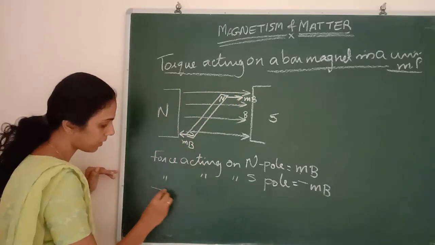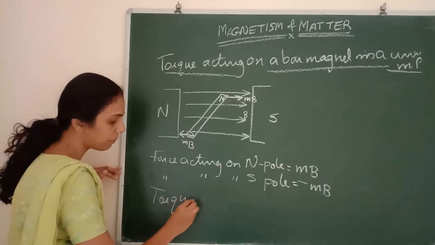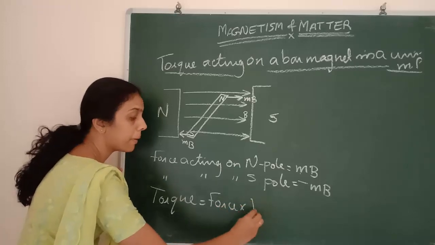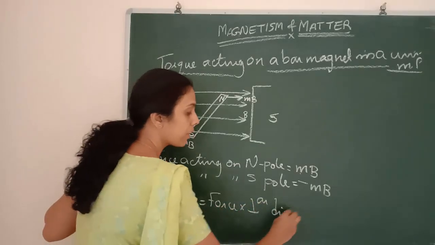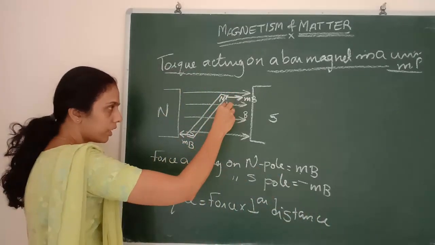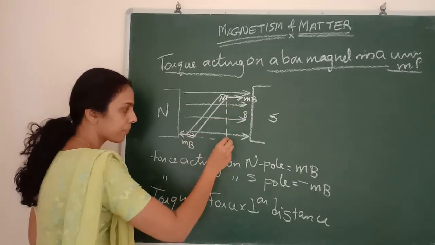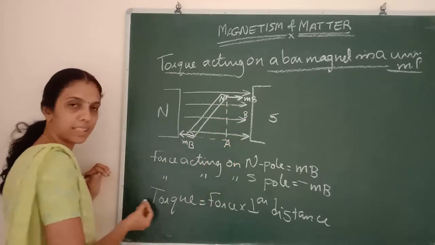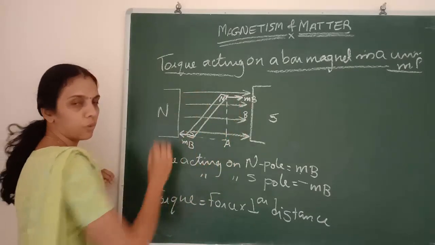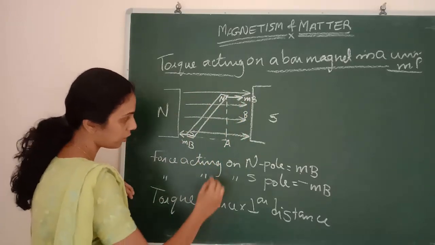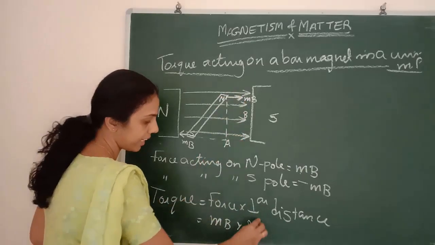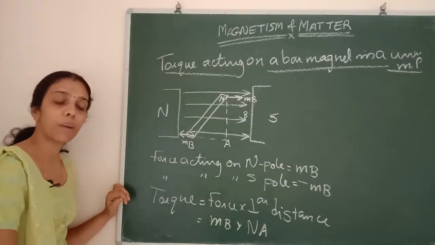So the torque acting on the system, how can we find it? Torque will be equal to one of the forces into the perpendicular distance between the two forces. If I draw one line like this, representing it as A, NA is the perpendicular distance between these two forces, isn't it? So force is mB, into the perpendicular distance NA. Now we are going to find the value of NA.